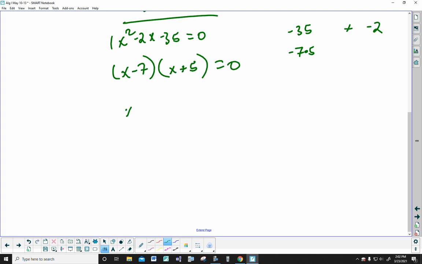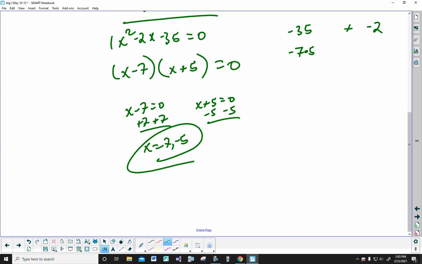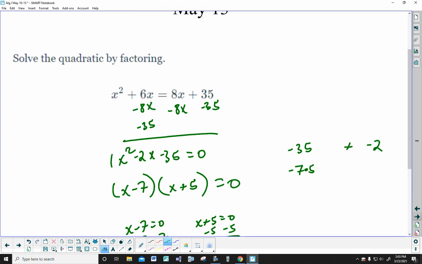Okay? So now you're just going to set these equal to 0. So add 7 to both sides, subtract 5 from both sides. And you get x is equal to 7 and negative 5. Those are your two answers. Okay? Going on to this one.